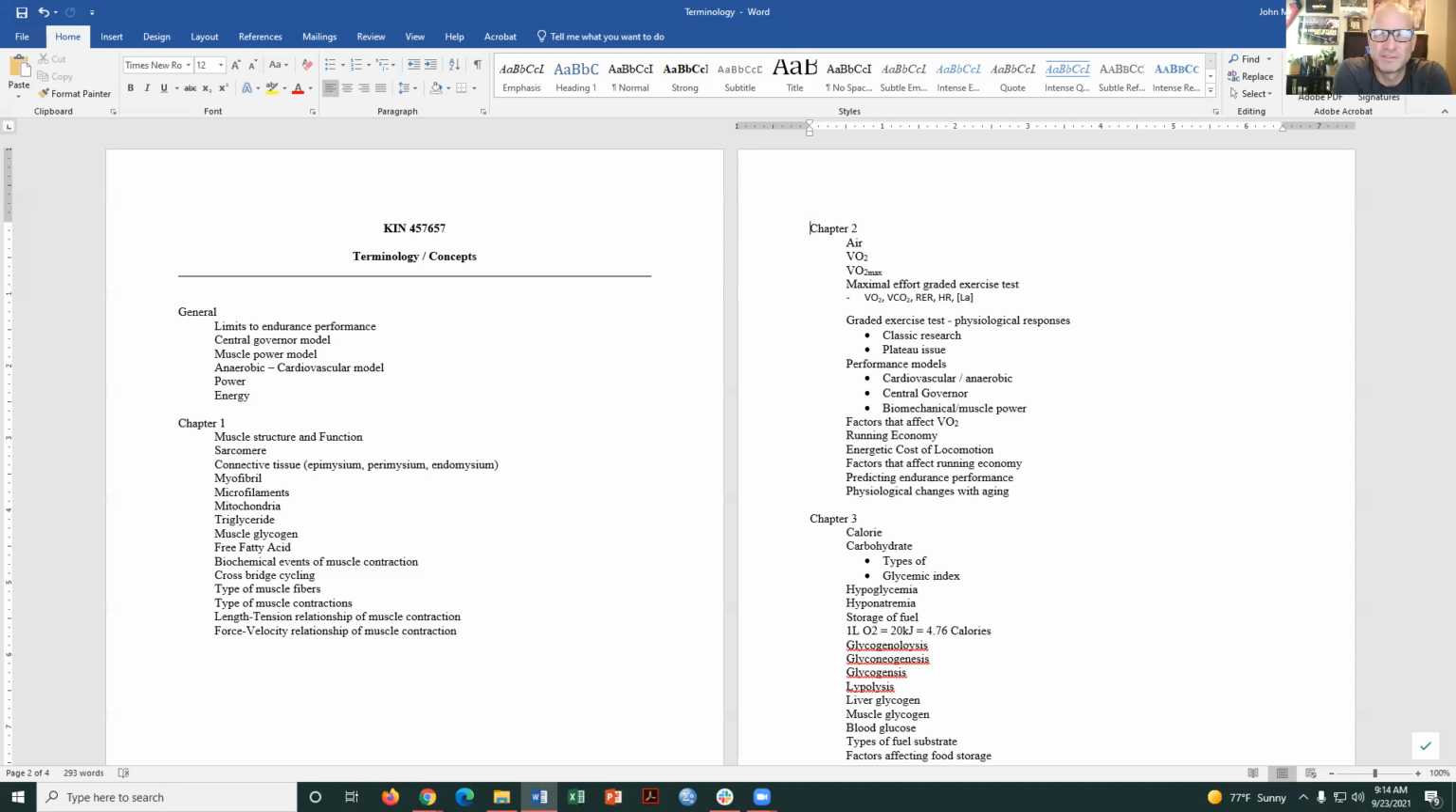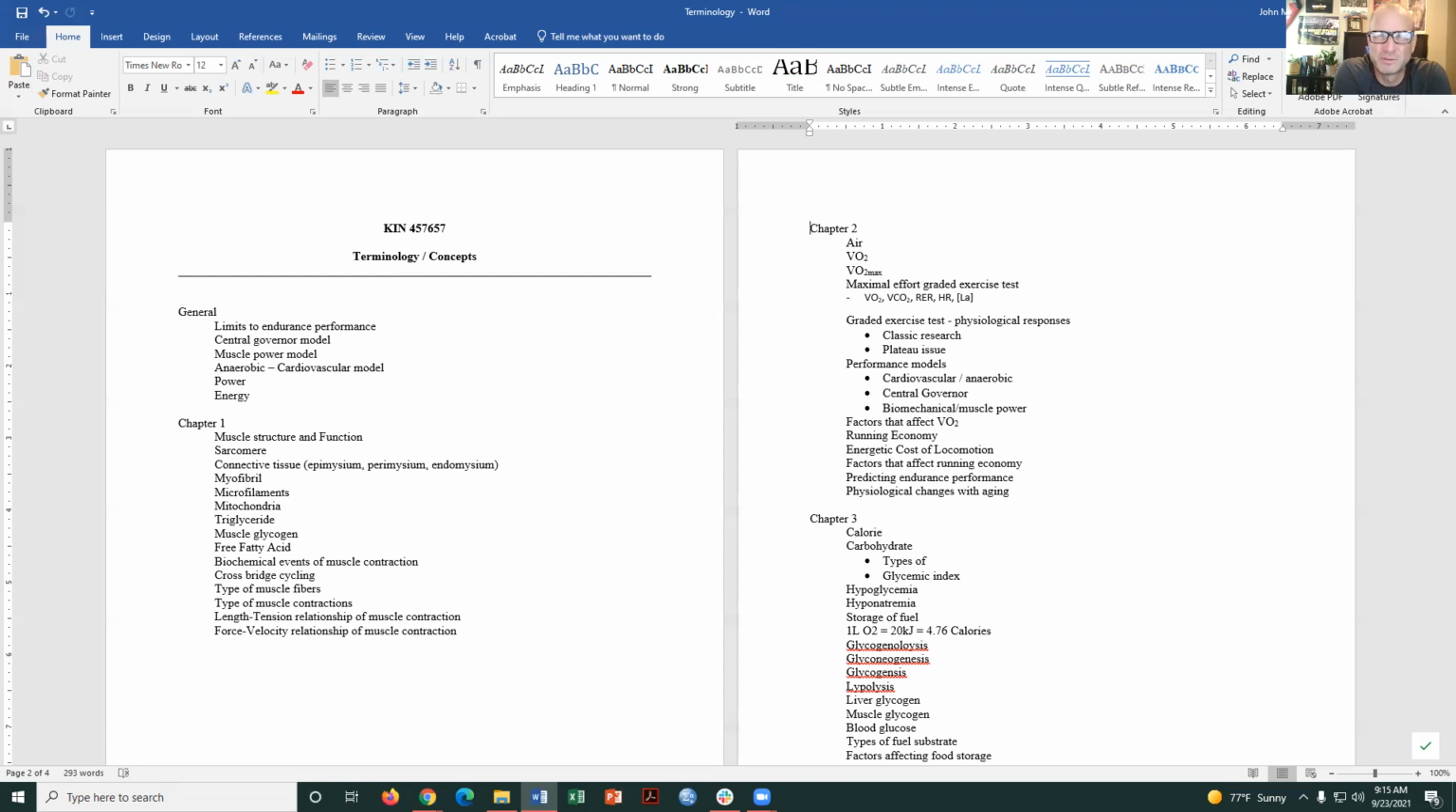Now, in this chapter, he also talks about limits to endurance performance, and he gets more into the different performance models or phrasing that he uses to explain different ideas in terms of why there's a limit to endurance performance. And he talks about the cardiovascular anaerobic model. He uses that quite a bit to talk about more of a classic physiological explanation of endurance performance, especially limits to endurance performance.